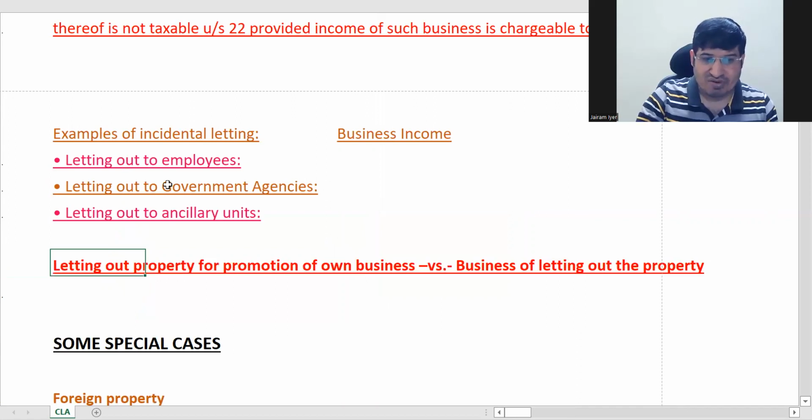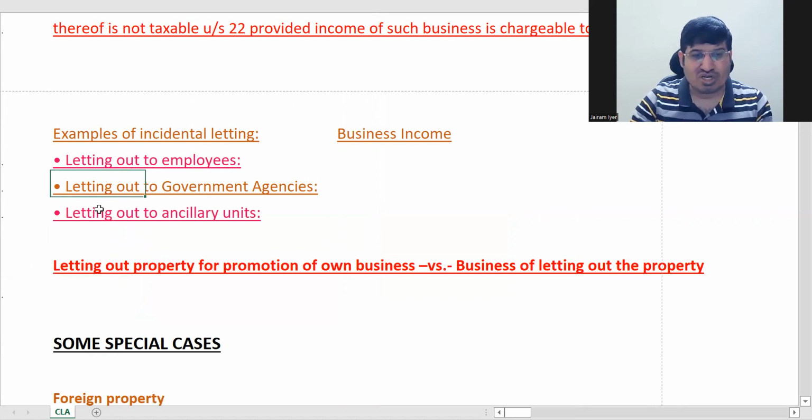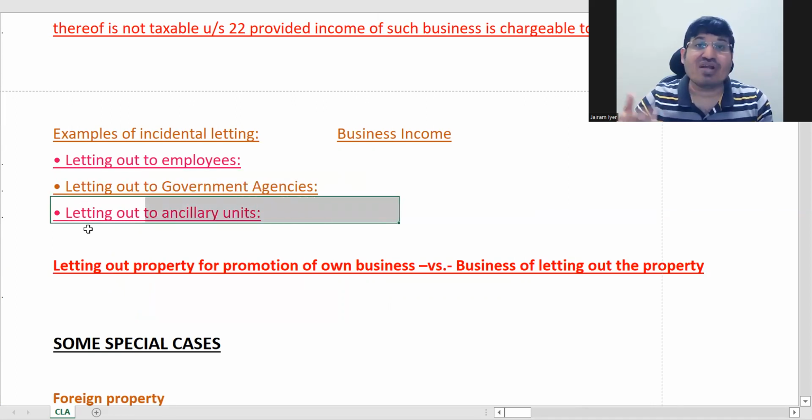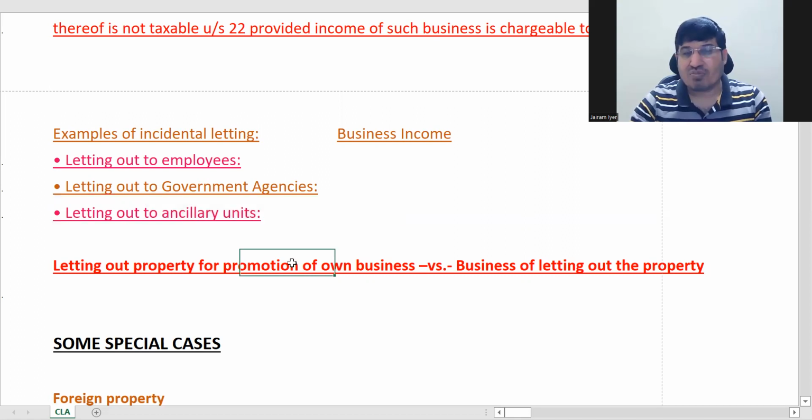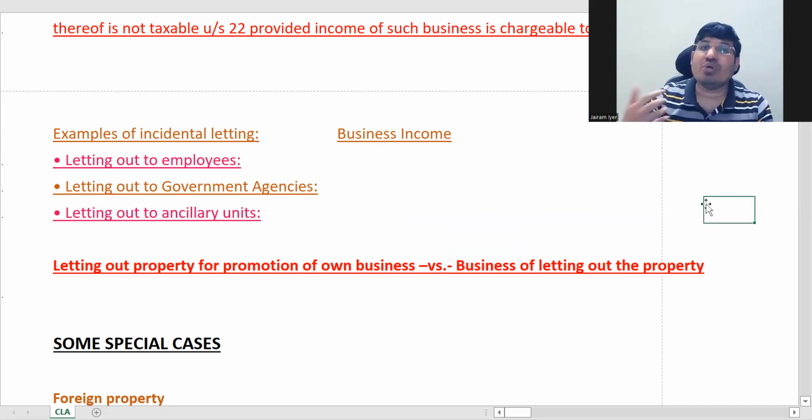Now the next point you are going to see is letting out of property for promotion of own business. So this is all promotion of own business, to government agencies. Ancillary units means we are doing it for aiding your business. That is what they mean by promotion of business, not talking only about advertisement here. And versus that, the business of letting out property. The second is business of letting out property, which means I have 20 houses, I am letting them out, and every month I go and collect rent from them. So that is business of letting out property.